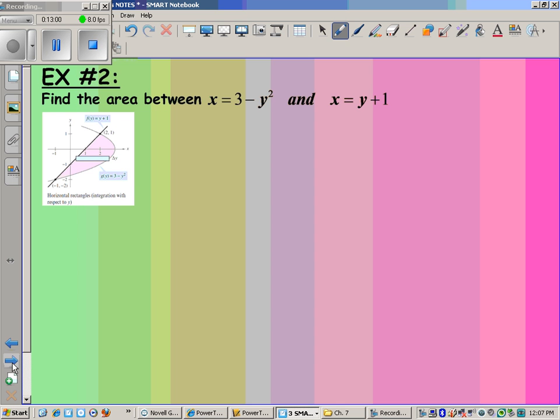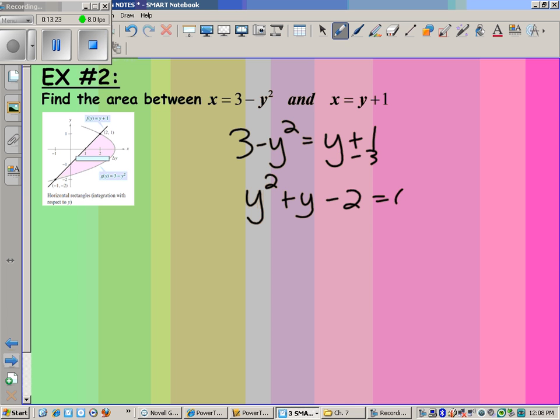So I have to find my limits of integration. I've got to figure out where they intersect. How do I figure out where they intersect? Let's set them equal to each other. So I'm going to say 3 minus y squared is equal to y plus 1. It's a factor problem. Move everything to the same side, and I get y squared plus y minus 2, right?